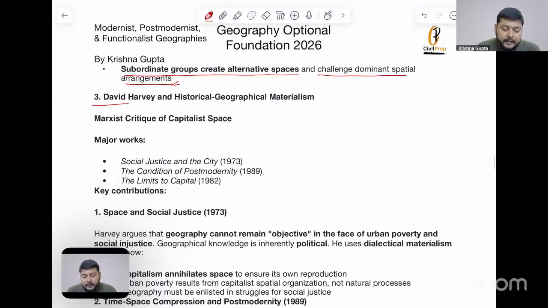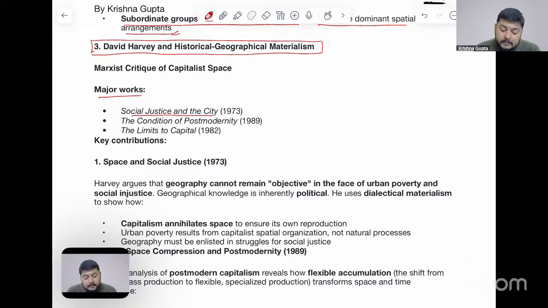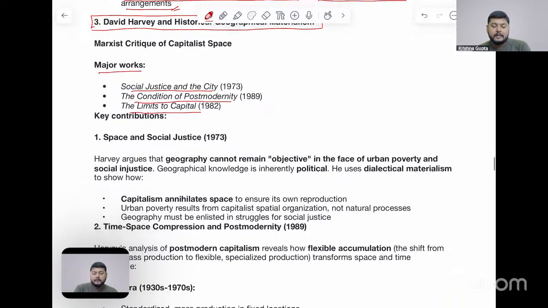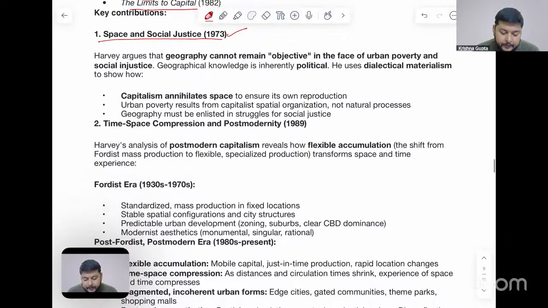Now, number three, David Harvey and historical geographical materialism. This is an important part of the postmodern geography. मेजर वर्क्स देखेंगे हम: Social Justice and the City, The Condition of Postmodernity, The Limits to Capital are the key works of David Harvey. इसमें से दो हम पहले ही देख चुके हैं. The Spaces and Social Justice, ये हम ऑलरेडी देख चुके हैं, मैं इसे रिपीट नहीं करूंगा.